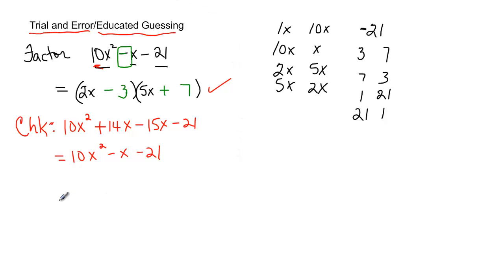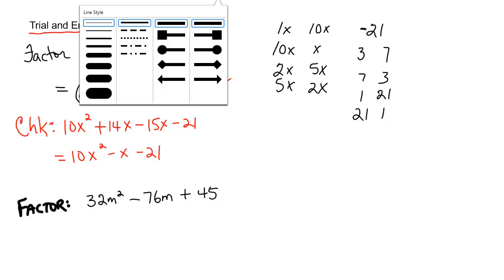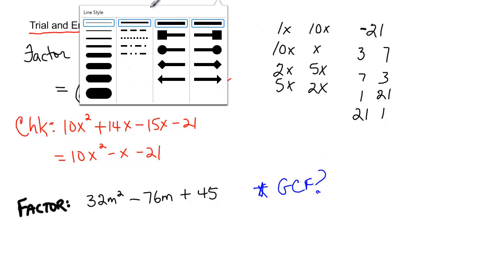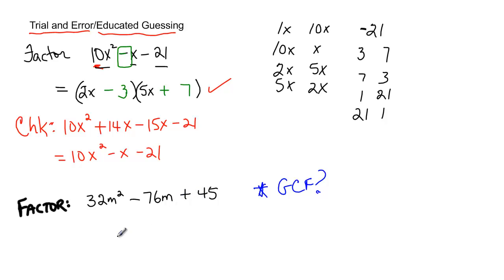Easy enough. Does this always work? What if I ask you to factor, and let's make my pen a little skinnier here. Instead of that one, what if I gave you factor 32m squared minus 76m plus 45? Now the first thing that I want you to remember is when you see crazy numbers like this, when the numbers are far larger, always ask yourself, first of all, is there a GCF happening here? Because if there's a greatest common factor we can take out, everything after that gets easier.